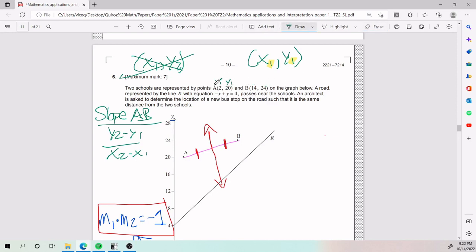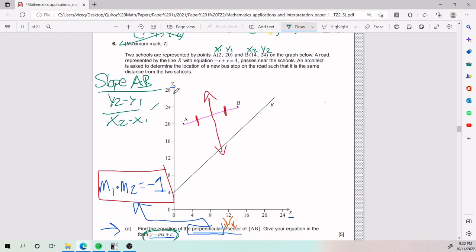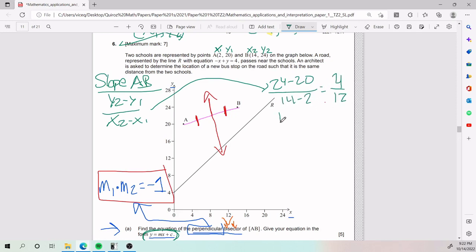Anyways, we're coming back to what I mentioned earlier: x1, y1, x2 is 14, y2 is 24. So having that in mind, I'm going to plug it in. We end up with 24 minus 20 divided by 14 minus 2. So this will give me 4 divided by 12, which is the same as 1/3. So this is the slope of AB.